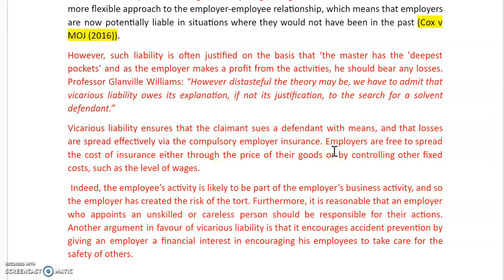And employers do have the ability to spread the cost of insurance through the price of their goods, controlling other fixed costs, adjusting wages. And the employee's activity is likely to be part of the employer's business activity, and so the employer has created the risk of the tort. And it's reasonable that an employer who appoints an unskilled or careless person, such as Homer Simpson in the picture at the top, should be responsible for their actions, and that it encourages accident prevention, potentially, by giving an employer a financial interest in encouraging his employees to take care for the safety of others.